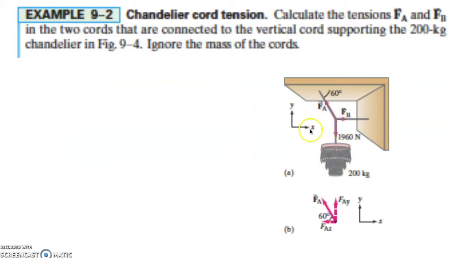Chandelier cord tension. This is the one that you saw earlier. Calculate the tensions Fa and Fb in the 2 cords that are connected to the vertical cord supporting the 200 kilogram chandelier. Ignore the mass of the cords. And this will be an interesting one for us to look at.